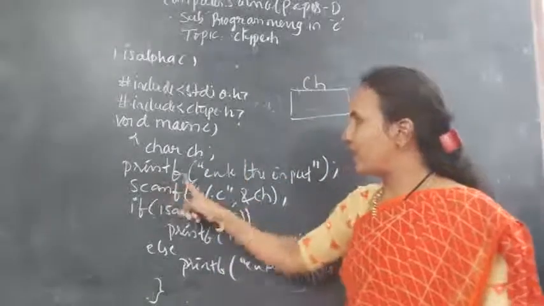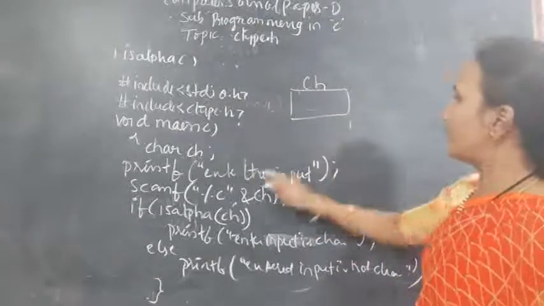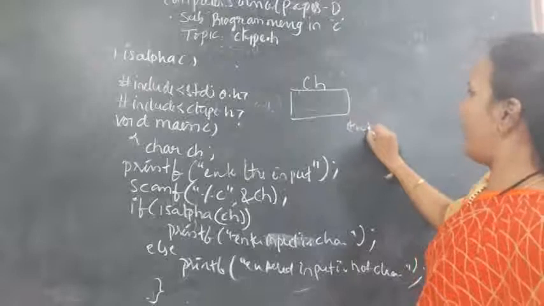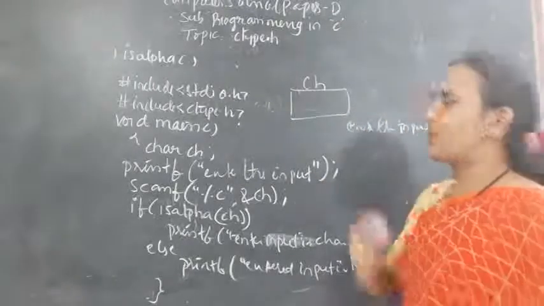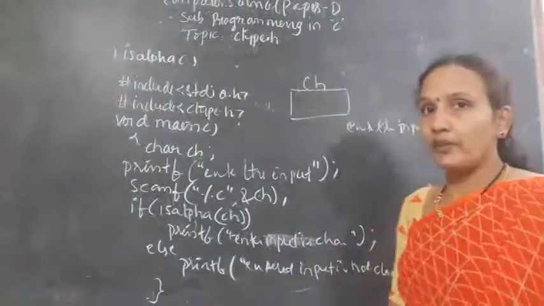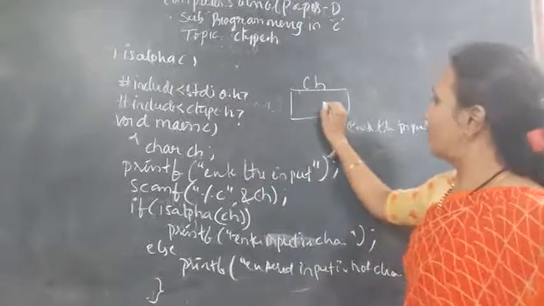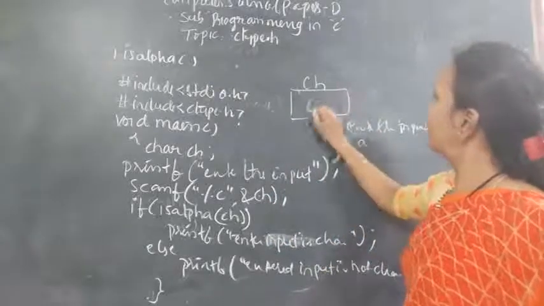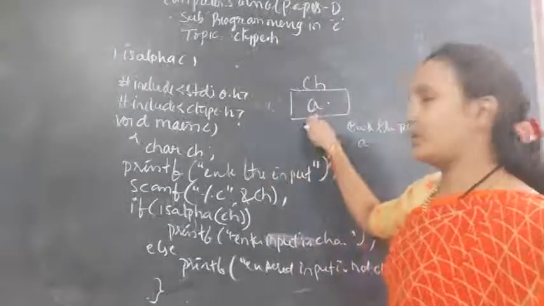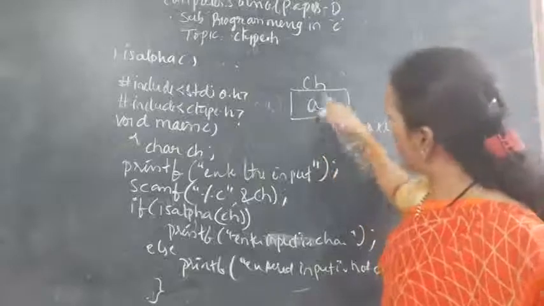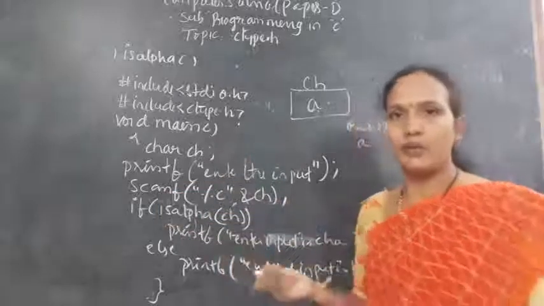After that, what is the next line? Printf enter the input. So this line will be executed, and for the user, this prompt will be displayed. When this prompt is displayed on the screen, the user will give the value. That is stored in ch. What is the example I have entered? A. A is stored in ch. Now, what is the ch value? A. Understood? In order to store in this particular place, I am giving the address operator. You need to give the address so that the value can be stored in that particular location.